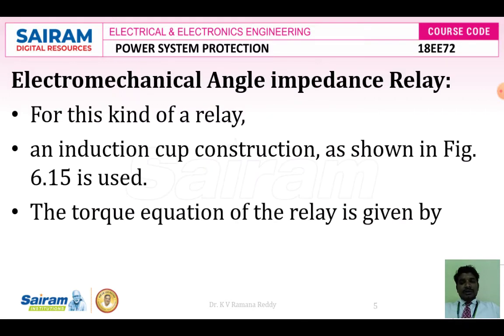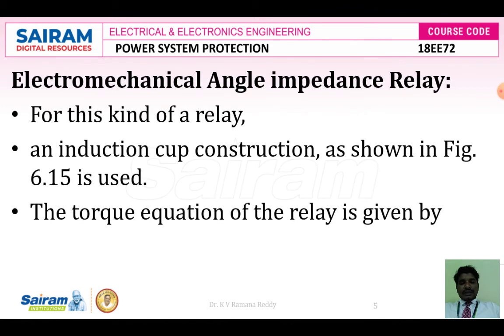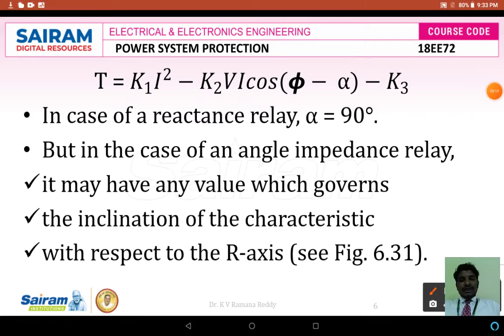So let us discuss the angle impedance relay with an electromechanical type. Then the relay can be called an electromechanical angle impedance relay. For the electromechanical angle impedance relay, let us consider an induction cup type construction, which is shown in this figure. In this cup construction, the torque produced is given mathematically by the formula T = K1 I^2 - K2 V I cos(phi - alpha) - K3.